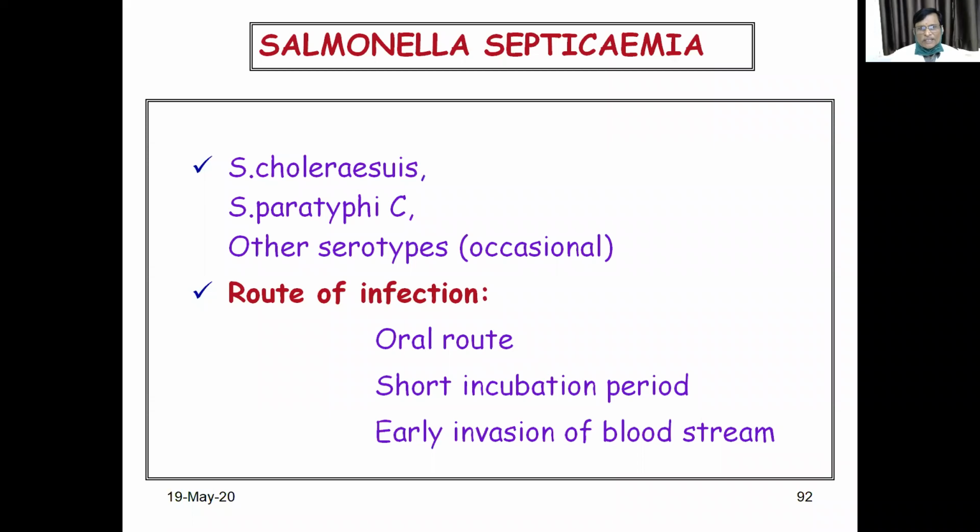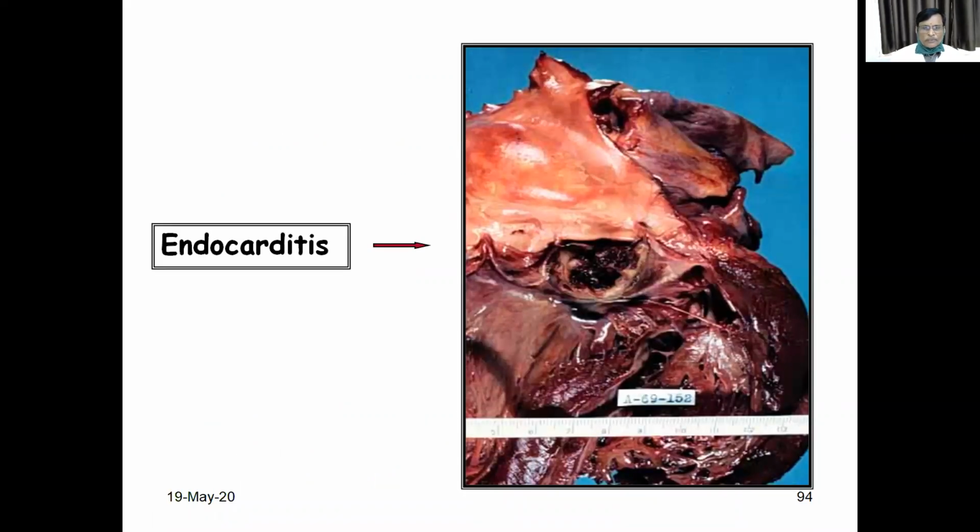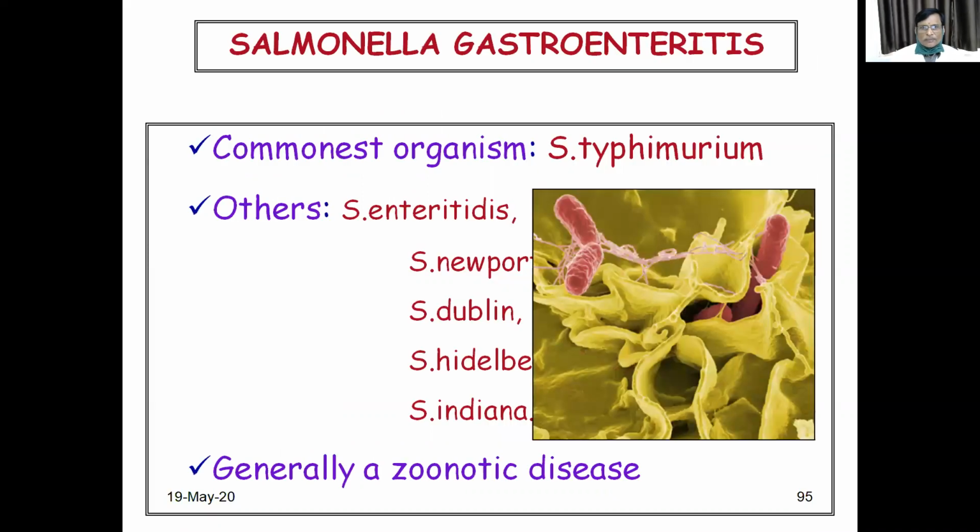Route of infection of this Salmonella septicemia is the oral route. It has a short incubation period. You will have early invasion of the bloodstream. Sometimes fulminant blood infection with or without gastrointestinal manifestation will occur, characterized by suppurative lesions leading to osteomyelitis, deep abscesses, endocarditis, pneumonia, and meningitis. Organisms are isolated from blood or exudate from focal lesions. You will see Salmonella endocarditis.